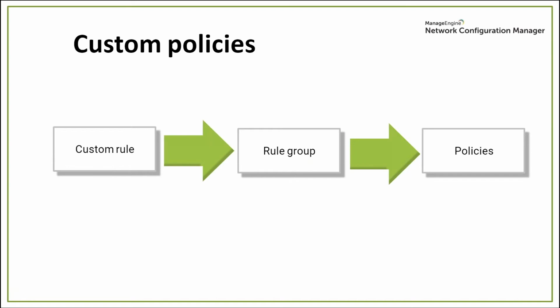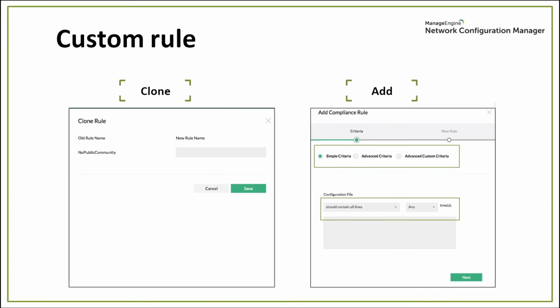To create a custom rule, you can either clone an existing rule or add a rule from scratch. When you add a rule, you have to specify the criteria such as simple criteria, advanced criteria, and advanced custom criteria. These criteria are based on how the condition is set for each of these rules. I will talk to you about all these criteria in detail.